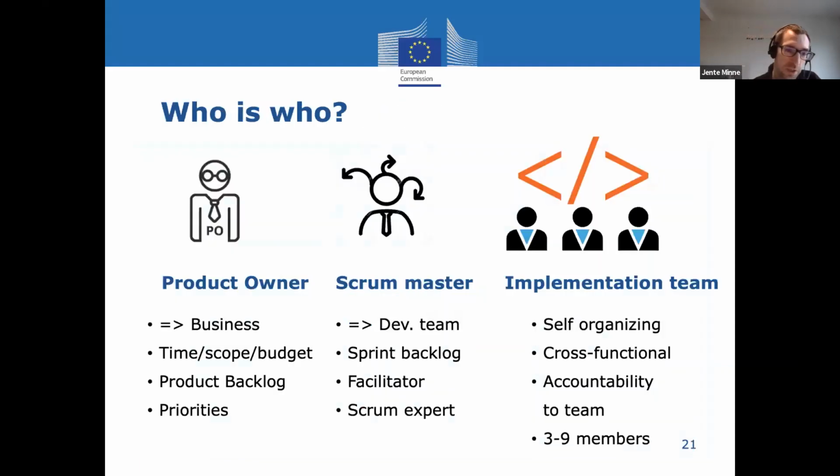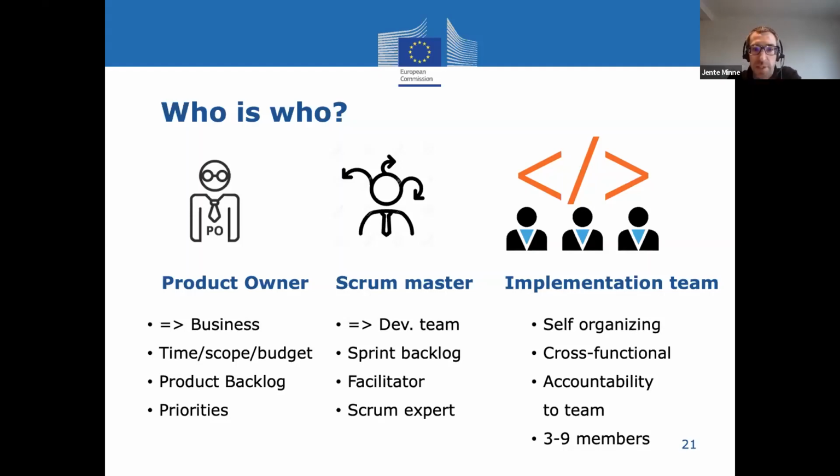Who's who? The product owner, we've talked a bit about him. He's who represents the business. Some people say that product owners need a lot of business analyst capacity, so some people even like to call them business analysts. It's all about words, but basically the most important thing is that he's responsible for the time, the scope, and the budget. He's responsible for the product backlog, and he will also help define the priorities. He will set the priorities in the product backlog, so he'll put user stories up or down depending on the urgency.